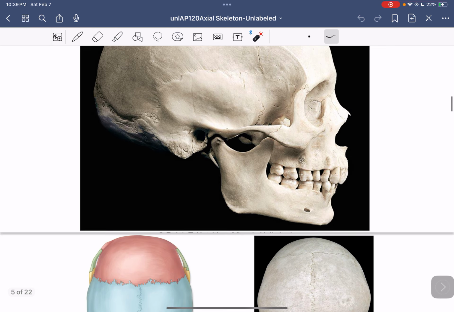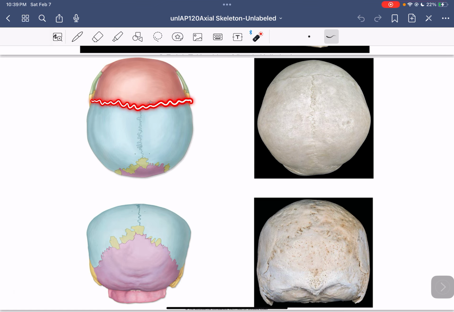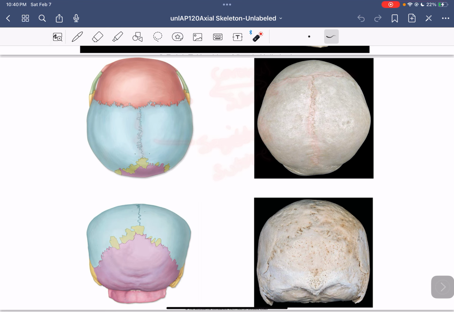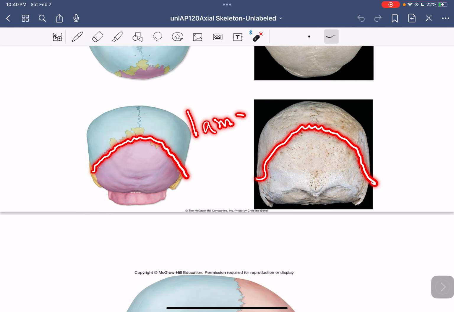Okay, let's see. This is a superior view and a posterior view of the skull. So this is also showing us, right here, this would be our coronal suture. And then behind here, you can see on both ends, this would be our sagittal suture. And then from a posterior view, you can appreciate the last suture, which is going to be our, again, lambdoidal suture.